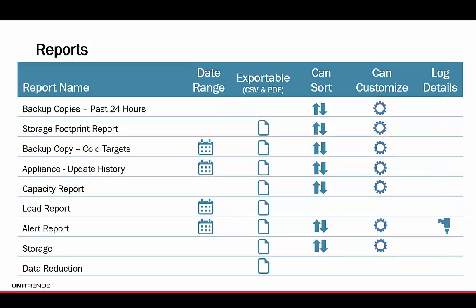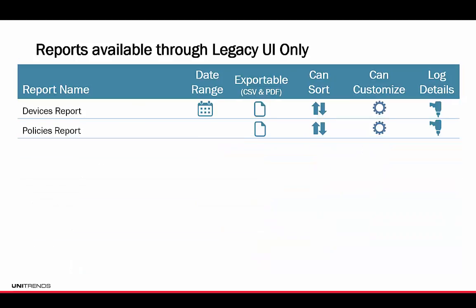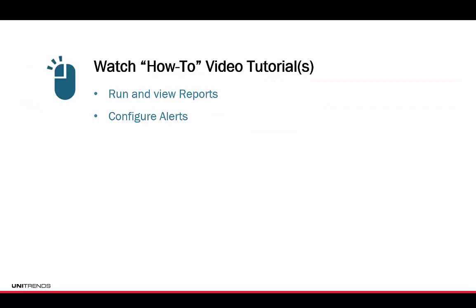You can see there's a lot of reports in the new UI, and there's a few reports that you still have to get to through the legacy interface. Reports are available in the legacy interface, once again, for the devices and the policies report. Those are really the only two reports that you have to go back to the legacy interface to get. Next, let's watch the how-to video tutorial and take a look at running and viewing reports and configuring alerts.